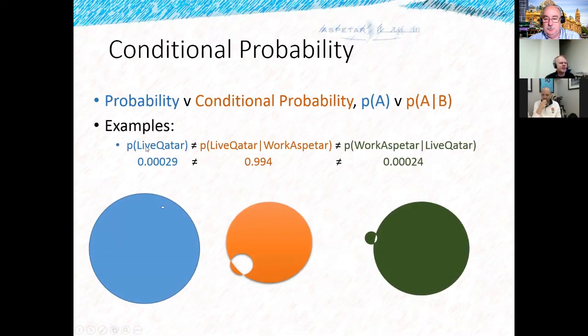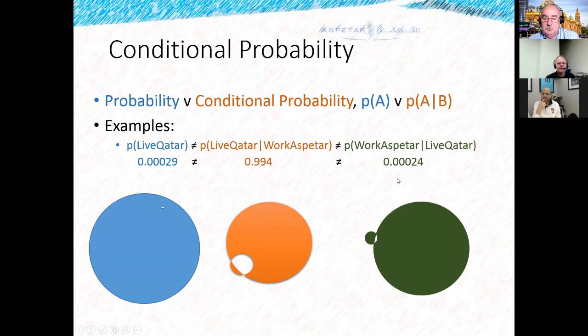Right, so let's take a couple of examples. The probability that some randomly chosen person lives in Qatar is actually very low because there's not many people who live here in the whole world. That's not equal to the probability that someone lives in Qatar and they also work at Aspetar. Basically, almost everybody who works at Aspetar also lives in Qatar. We've got a few people who fly in and out. Now, this is the bit that takes a little while to get your head around. That's not the same as the probability of people who live in Qatar.